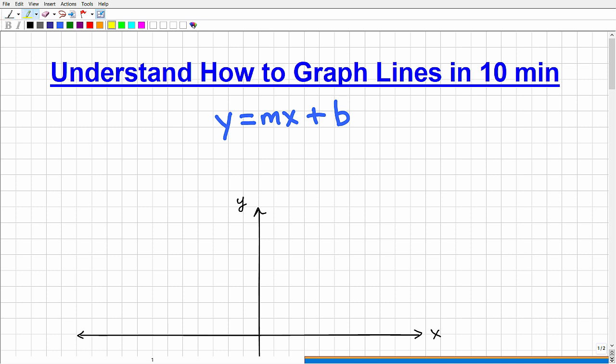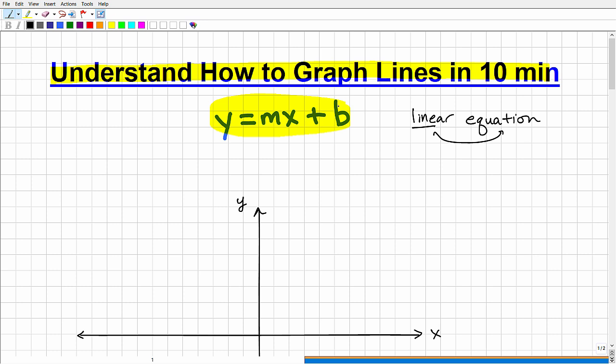Okay, so in this video, we're going to go ahead and understand how to graph lines in about 10 minutes. And we're going to focus in on lines, and these are technically called linear equations. If you look at that word, let me actually just write that out here. Linear equations. This is a fancy algebra word. But if you look at the root word here, it's line equation. Okay, so equation of a line.